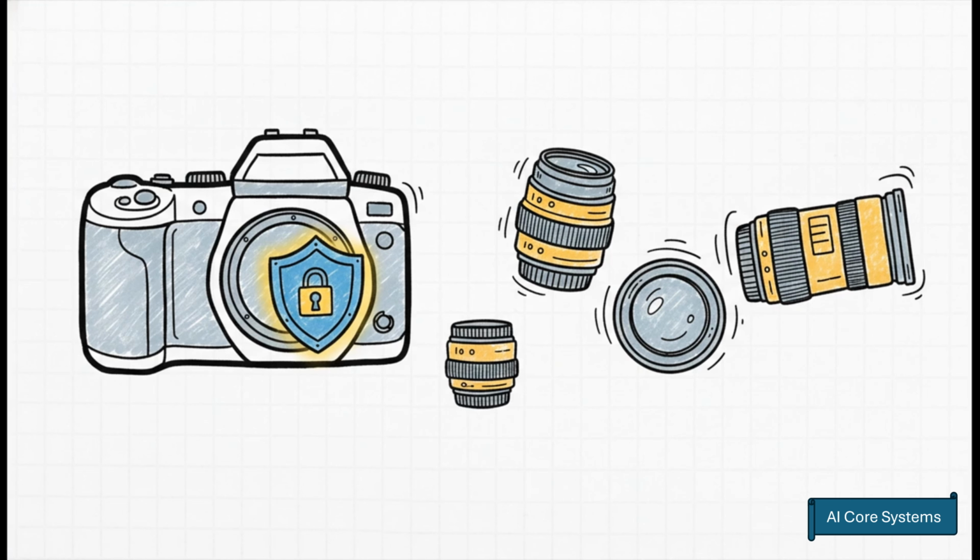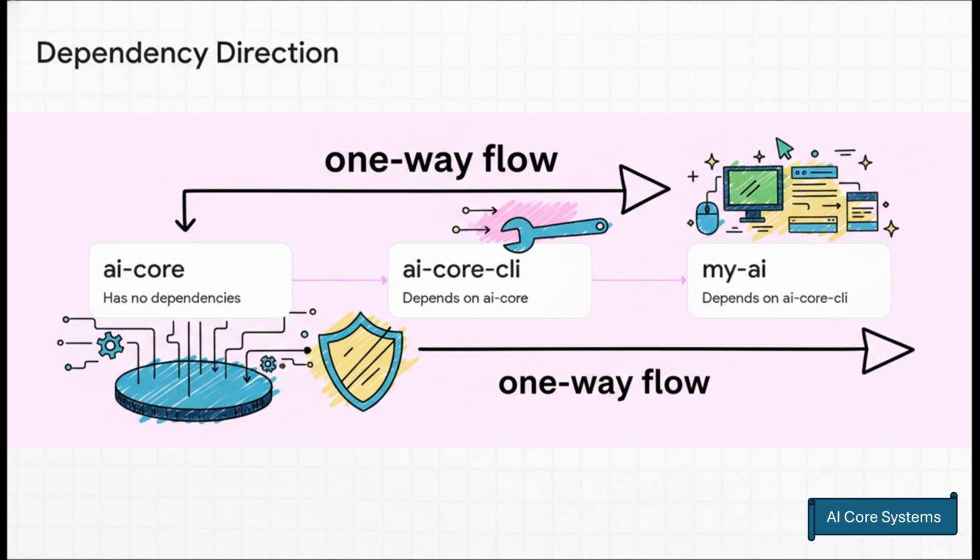And just look at how the dependencies flow here. It's a strict one-way street. Down at the very bottom, you've got AI core, which depends on absolutely nothing. Then AI core CLI depends on the core. And finally, way up top, My AI depends on that CLI layer. The core has zero idea that the consumers even exist. And that right there is what protects it from change.